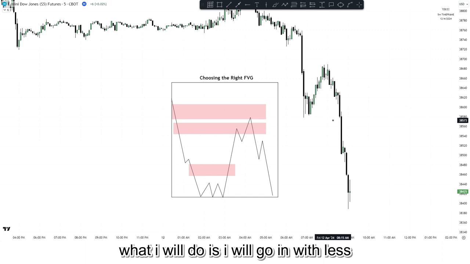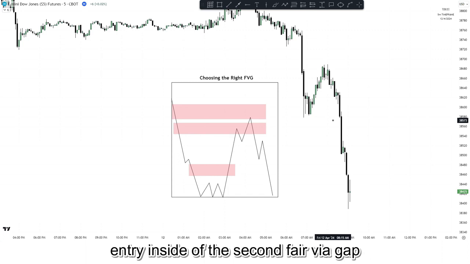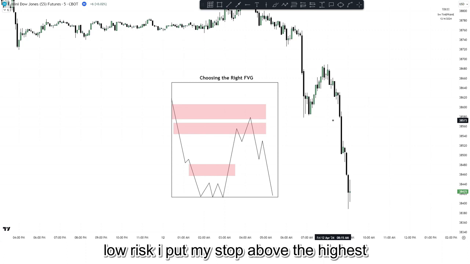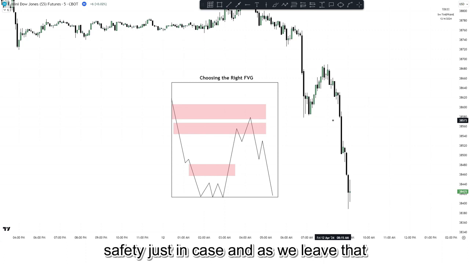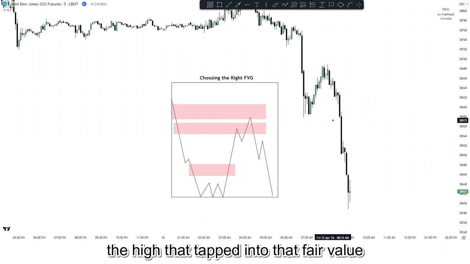What I will do is I will go in with less risk but choose a bigger stop loss, put my entry inside of the second fair value gap. Since I have that bigger stop loss and the low risk, I put my stop above the highest fair value gap as an added measure of safety just in case. And as we leave that second fair value gap, I will then scale into my position and move my stop back to the high that tapped into that fair value gap.